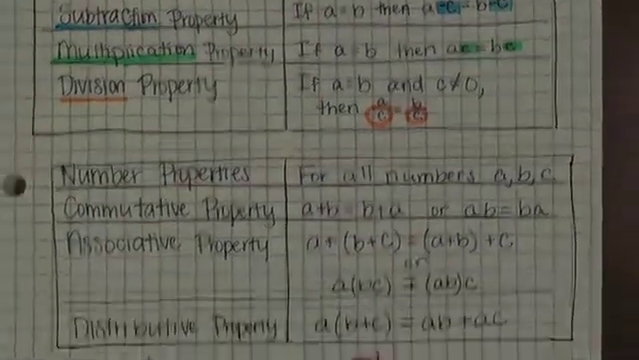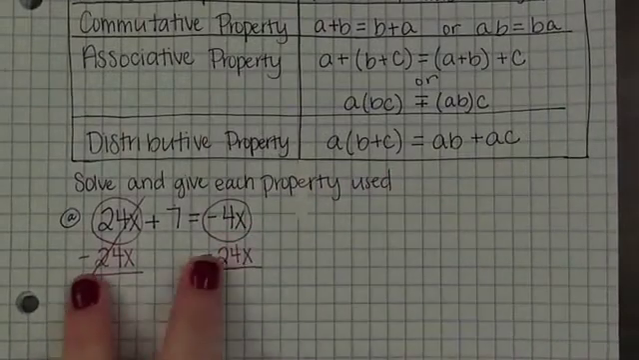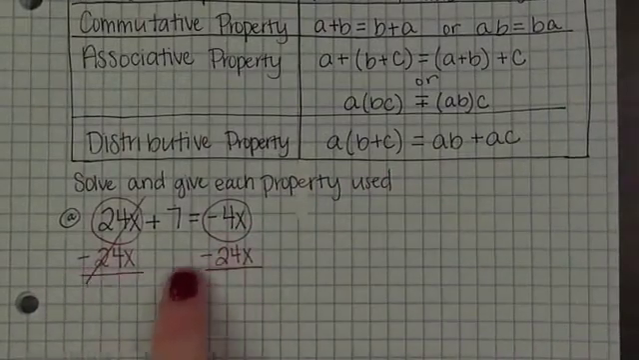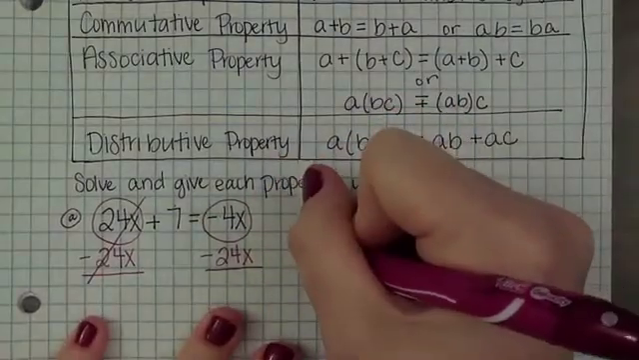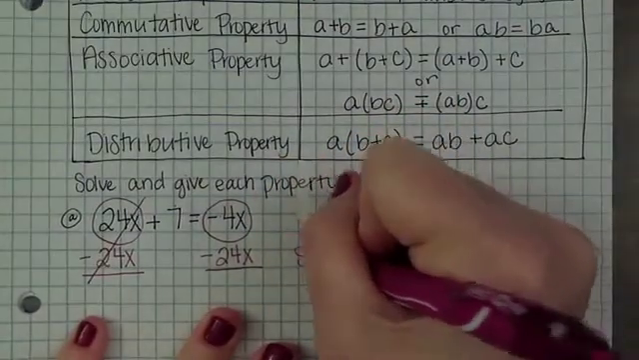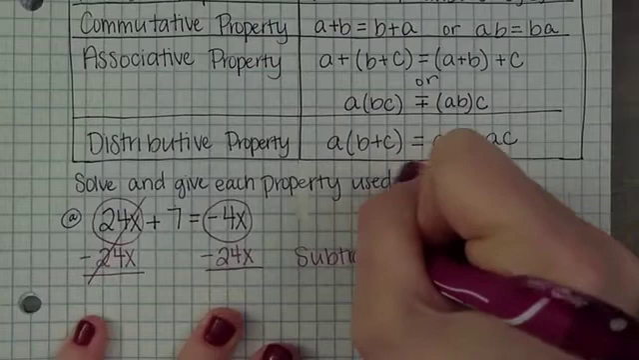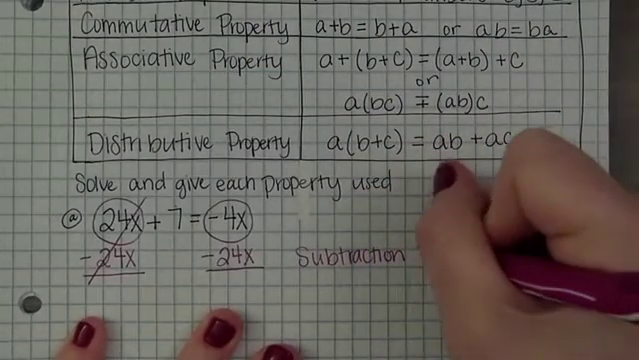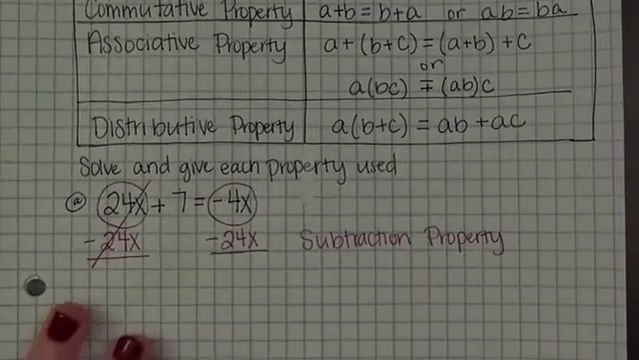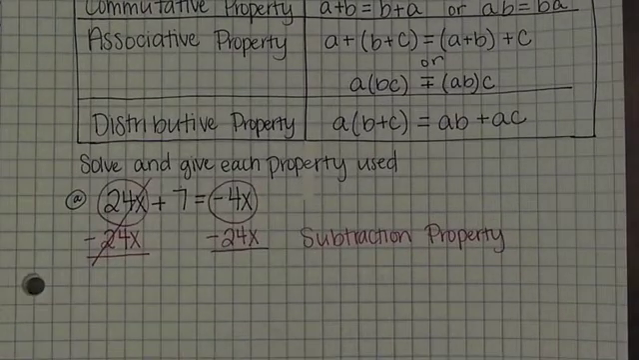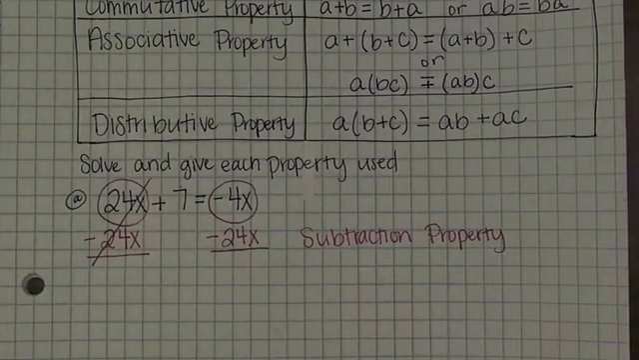So if we look back down here at what we just did, notice in this step to try to solve for a variable, we subtracted, so you would say it was the subtraction property. Okay, then continue to solve. So I'm going to continue solving.